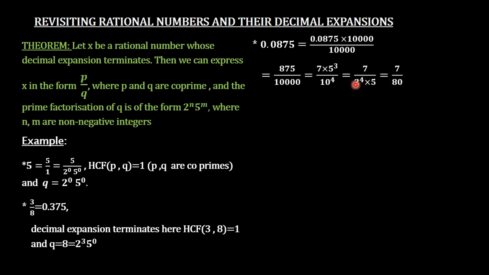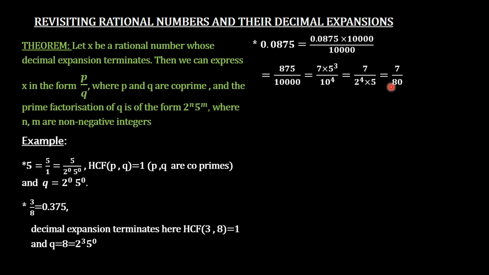2 raised to 4 is present. Here we have 5 cube, here we have 5 raised to 4, and we will get 5 by cancelling each other. Then what is this? 7 by 80. 7 and 80 have no common factor other than 1, so that condition is satisfied. That is, HCF of P, Q equal to 1.